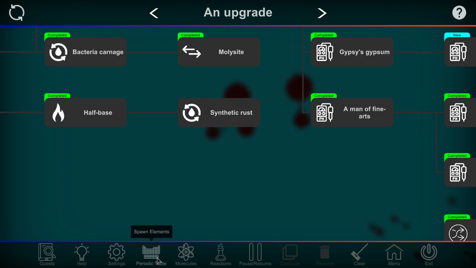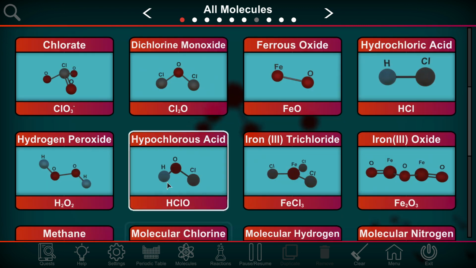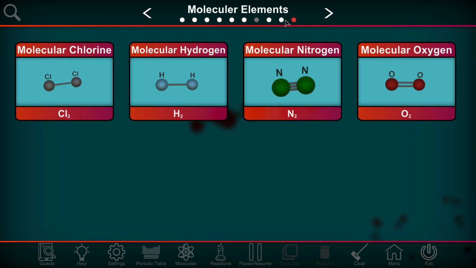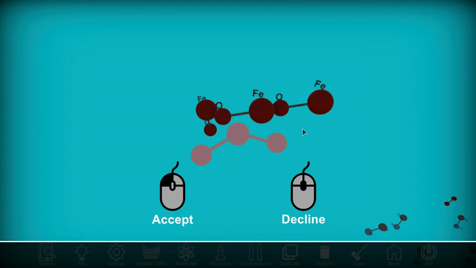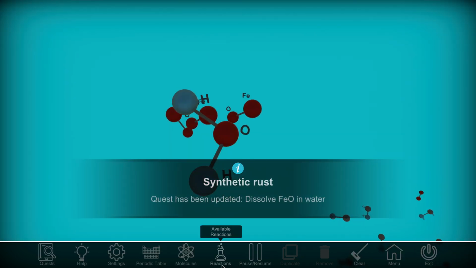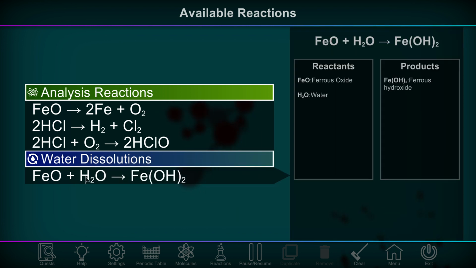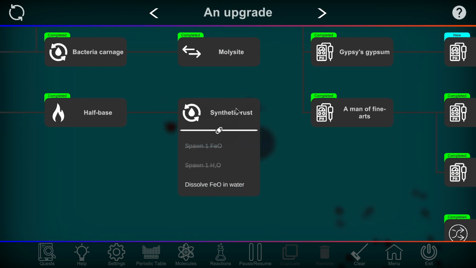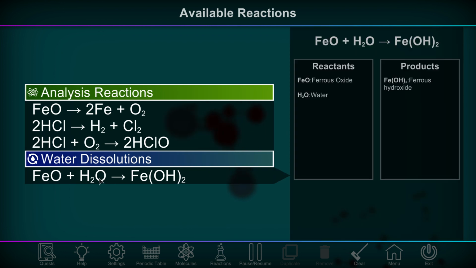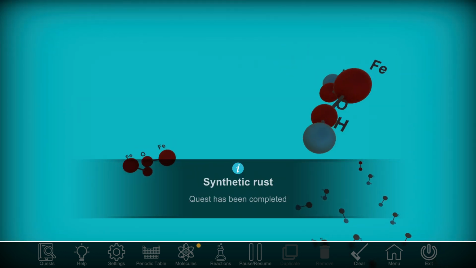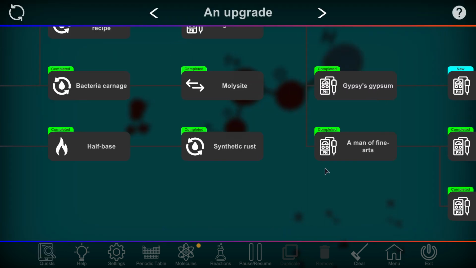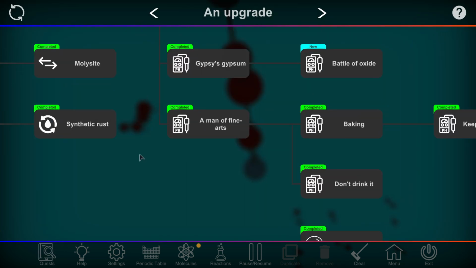Okay, let's just check the time real quick. Can't spend all day playing video games, no matter how much I'd love to. Some water, and is that enough? Do I need more equivalents? I think this is what we want. Ferrous hydroxide, right? No, we just have to dissolve it in water. Okay. There we go. Rust. Beautiful. That's the end of that branch.